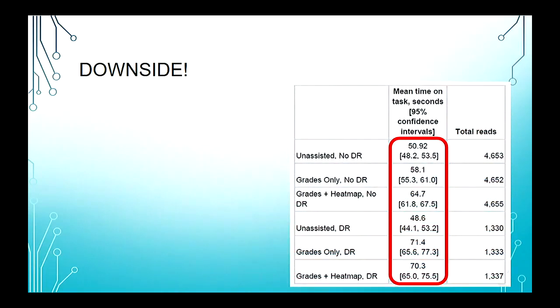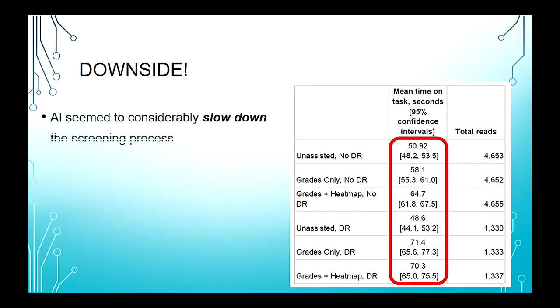What was the downside? The downside was that the whole process slowed down the ophthalmologists considerably. The time taken for grading a single image when unassisted was 50 seconds. When assisted, it was about 70 seconds. So about 30% decrease in performance, time performance, I mean.